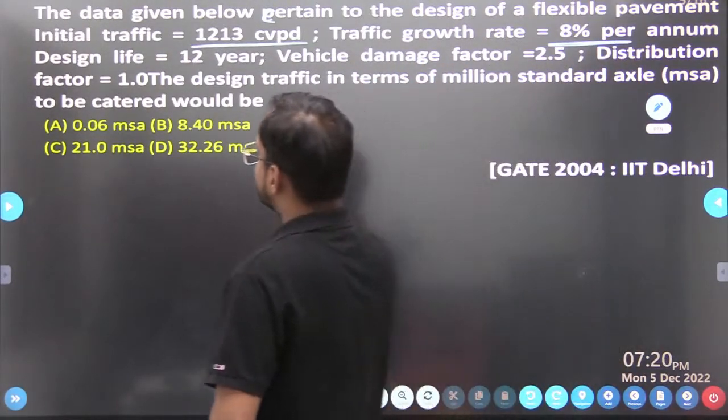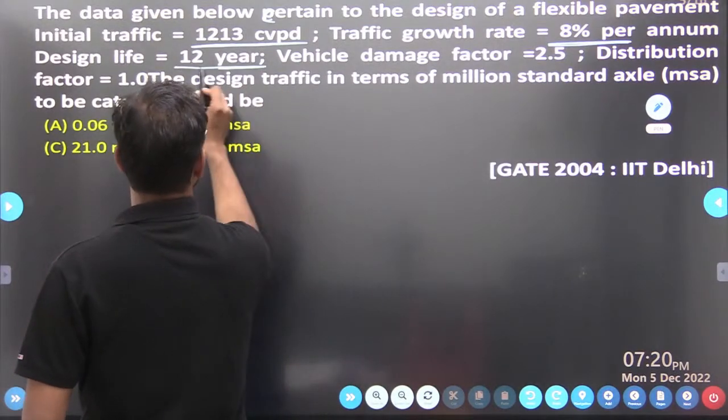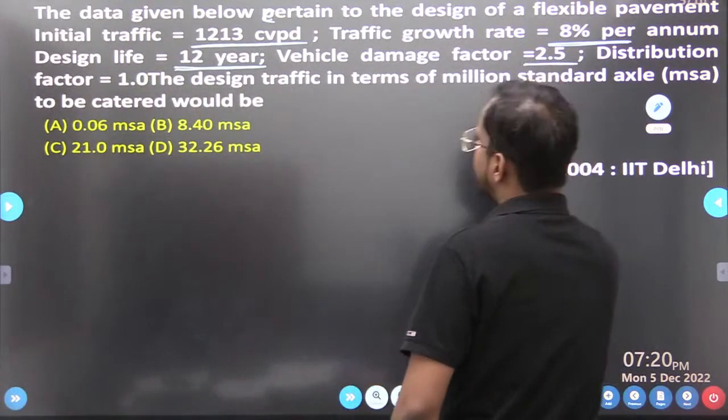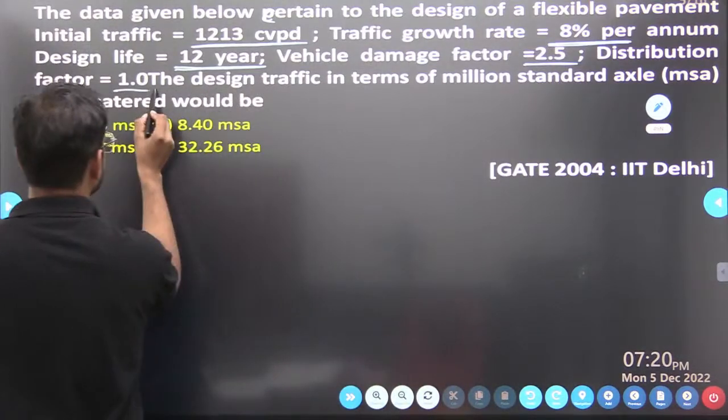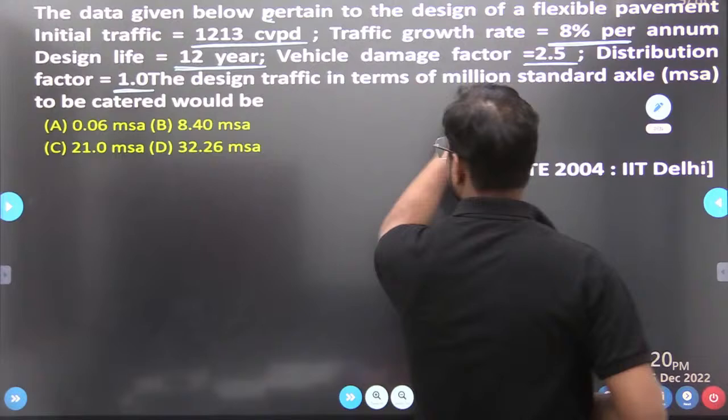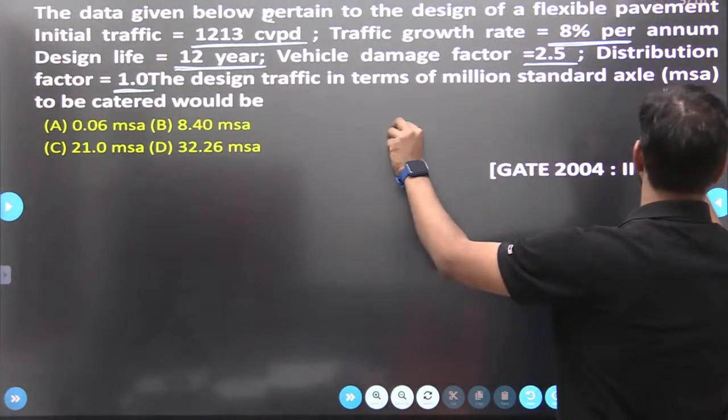Per annum. Design life is 12 years. Okay, so each and every data is given. Vehicle damage factor is 2.5. Lane distribution factor is 1.0. The main question is the design traffic in terms of million standard axle. Million standard axle, that means MSA.